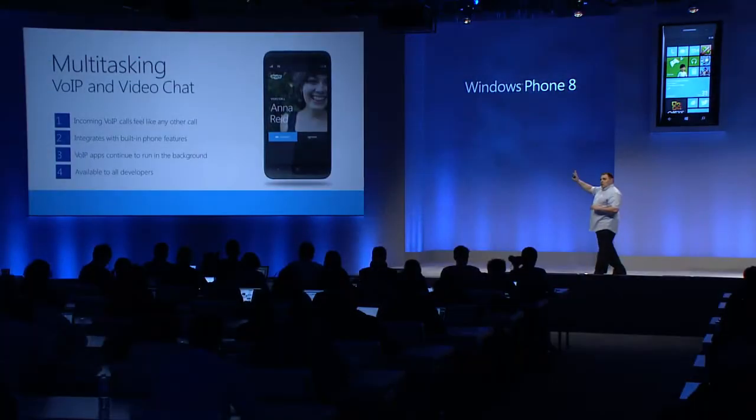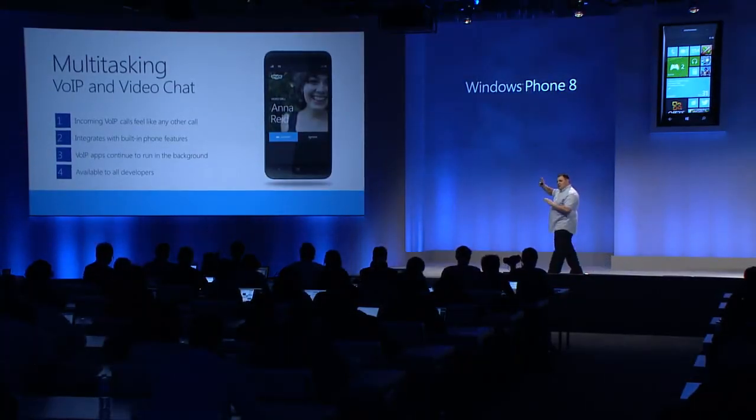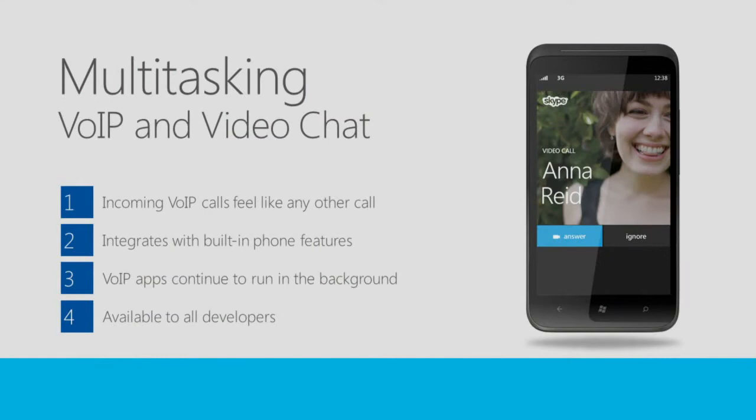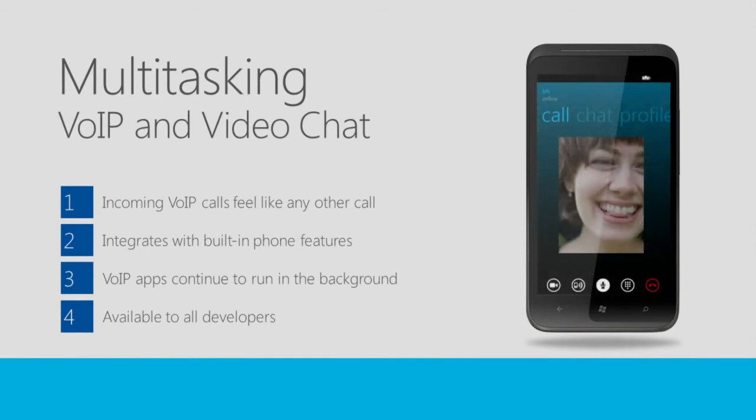So imagine you got a Skype call. You get the exact same UI that shows up when you get a cell call. This is not emulated by the developer. This is our dialogue, and it also will run above lock. So they could simply hit the answer button, and they would go to the Skype application, and they would continue their call. Now, this also integrates with the features on the phone, like audio routing and answer above lock.